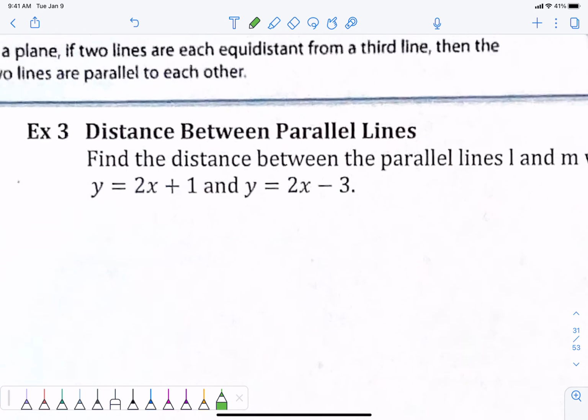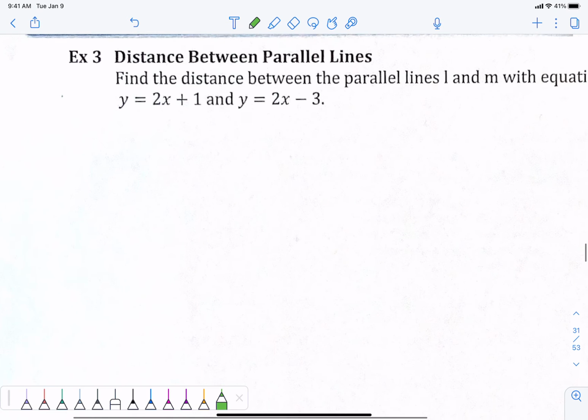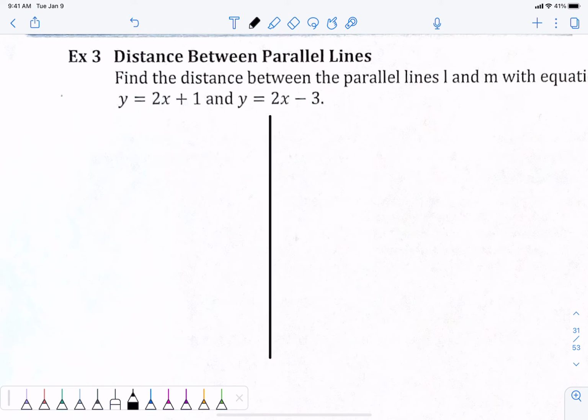we have 2 lines that are parallel to each other, and we're trying to find the distance between those 2, okay? So I'm going to graph this. I'm sorry for not giving you a graph to begin with, but here's that. We're going to graph these 2 lines here. I will give you graph paper for your homework assignment.